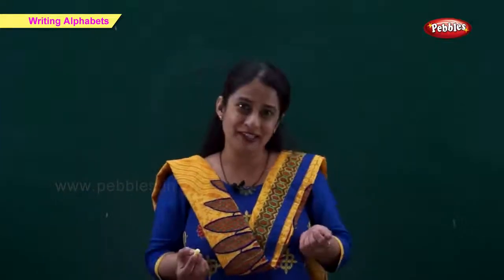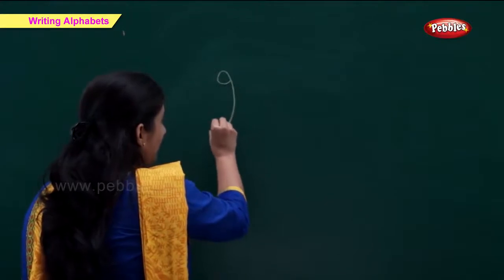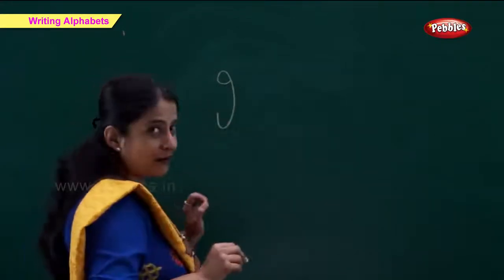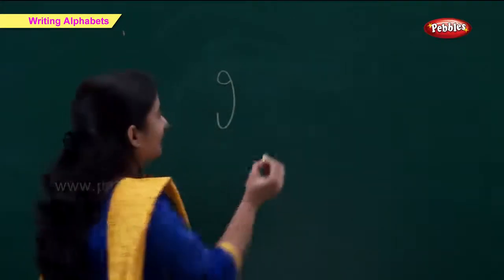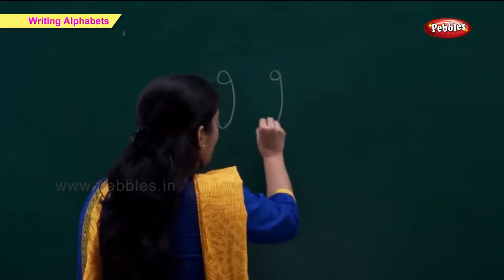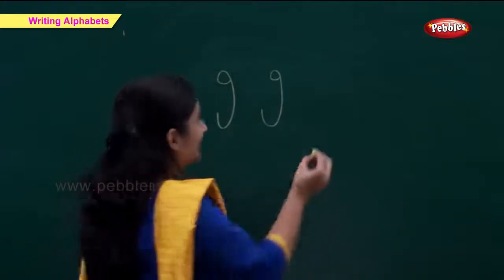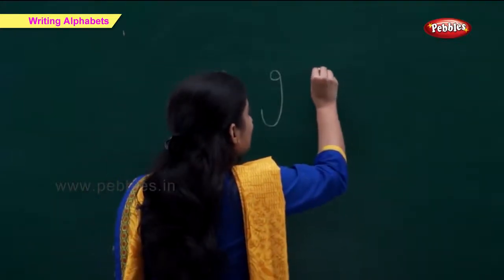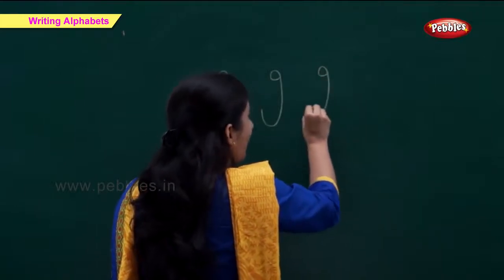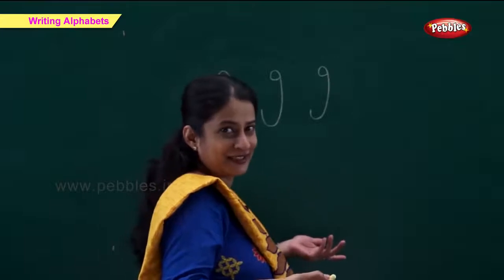Now let's write G. Small g. A small circle joining by a straight line and a curve makes G. Again, a small circle joining by a standing line and a curve makes G.